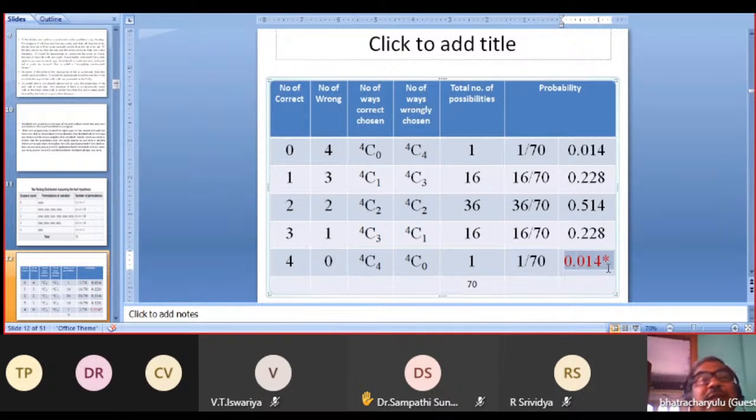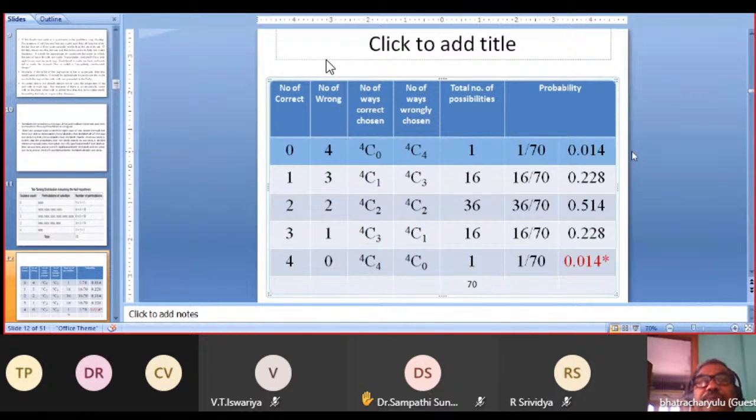Again, the probability is 0.014, which is also very less. Now, out of this, we cannot use it for having a discriminating power. Therefore, the first possibility is totally ruled out, since the probability is very less.